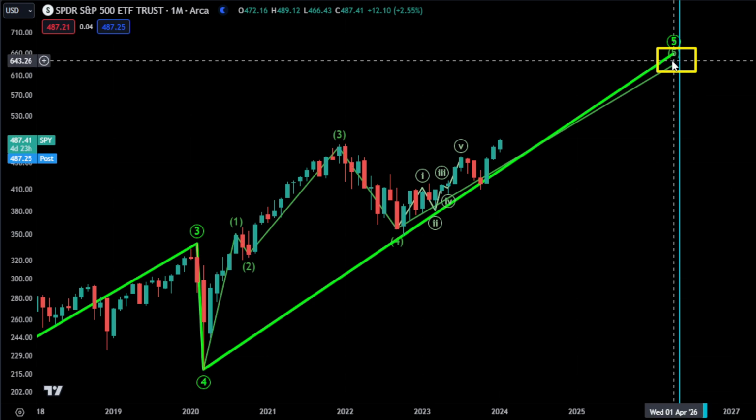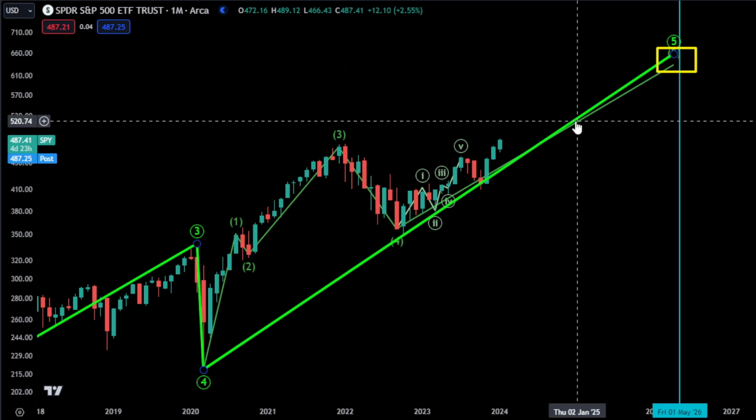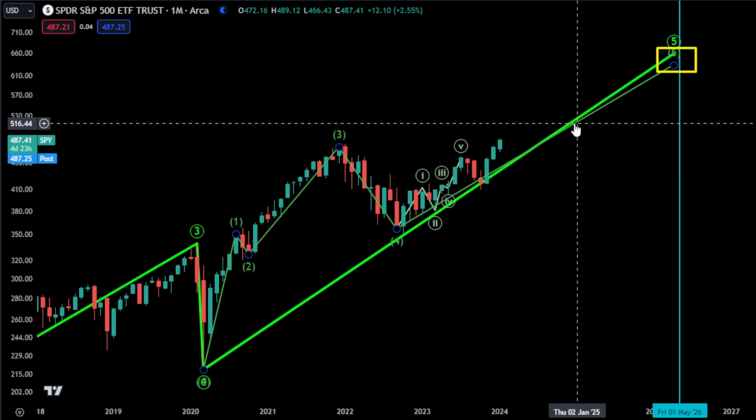That means the bull trend finally ends, 620, we'll call it. Now, if we want to get some idea of where we're going to end this year, this means that we'd end this year somewhere around 520, which kind of makes sense. I mean, that would be like a 10% increase this year on the SPY. That's kind of high, but that's what it's telling us.